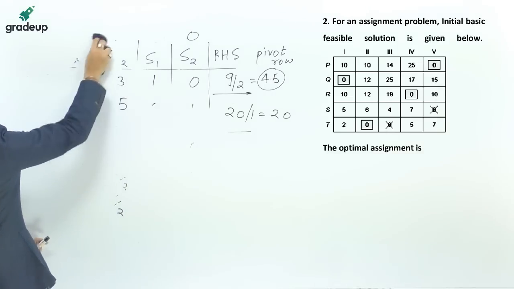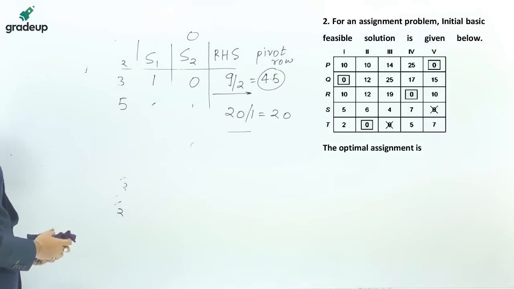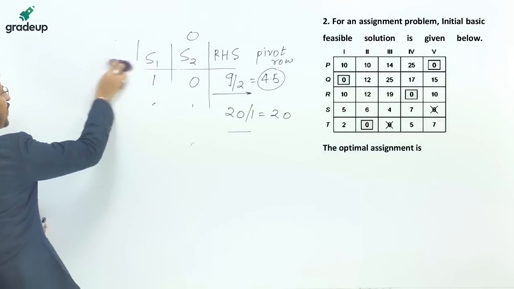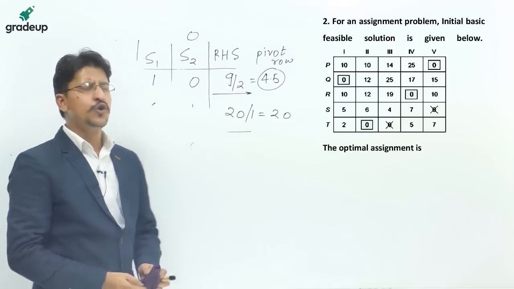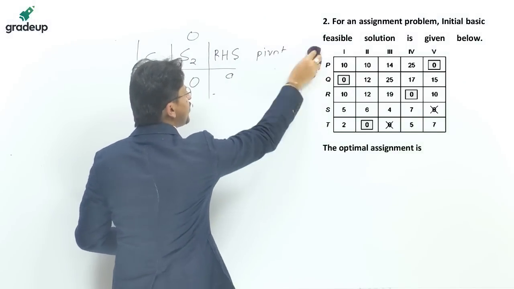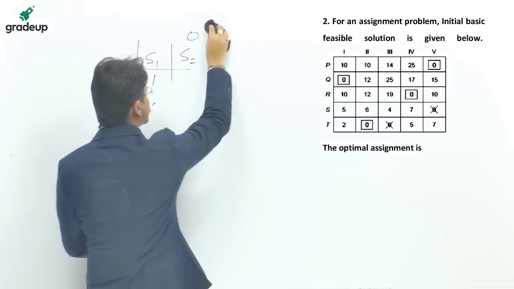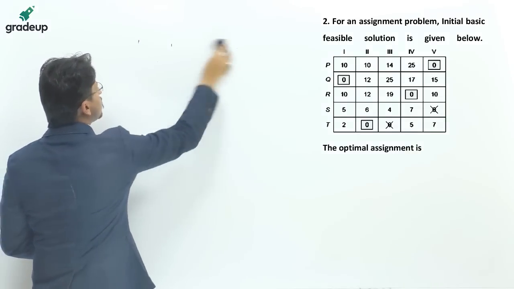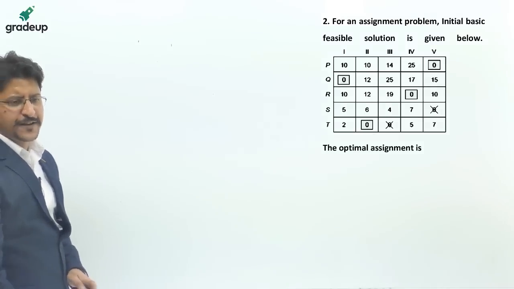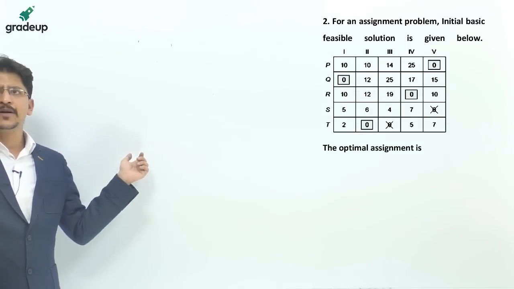This is an assignment problem. The initial basic feasible solution has been given, but we have to find out an optimal solution. This is not an optimal solution because this is a 5 by 5 matrix. Okay, 5 rows, 5 columns, but the assignments are only 4. So this is not feasible. You have to find out the optimal solution.